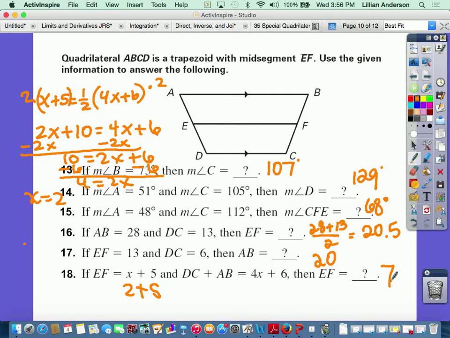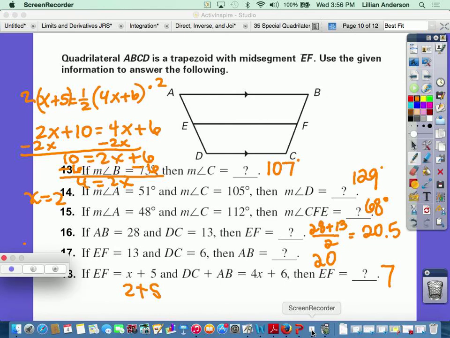And that's it for trapezoids. All right? If this went too fast, it's okay. Go ahead and pause the video, go back, do what you need to. But I want to make sure that you actually understand it.